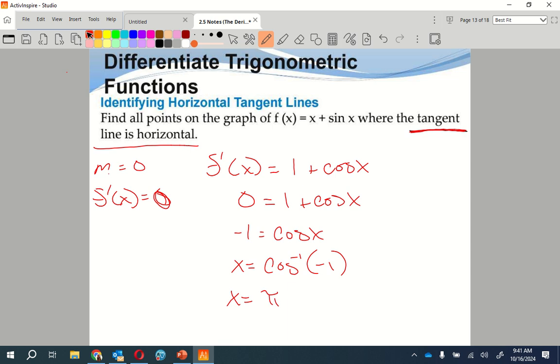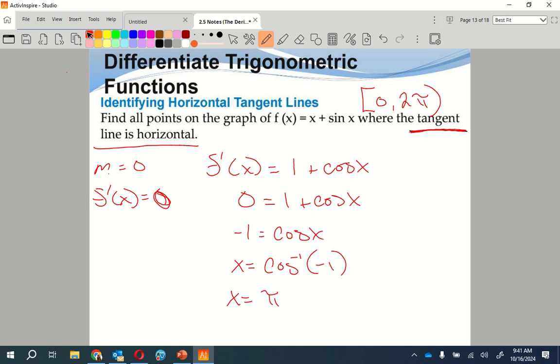So every iteration of pi, because cosine is a wave. It keeps going over and over again. And so every place that is going to have a slope of 0 is going to be at pi. So in my normal interval, it would start like this, 0 to 2 pi. This is what you normally see on an interval.